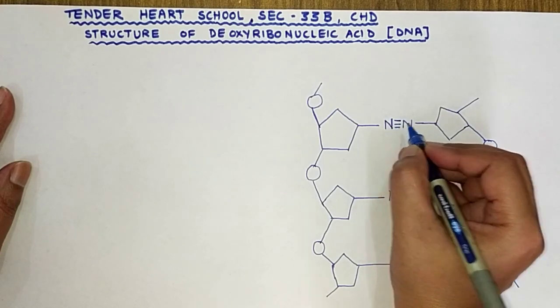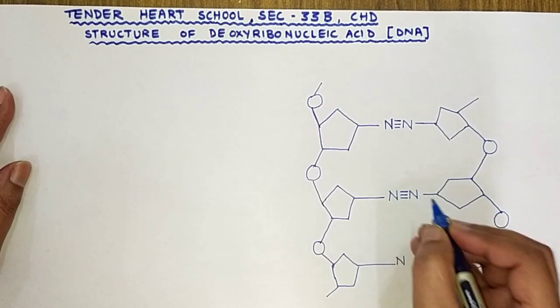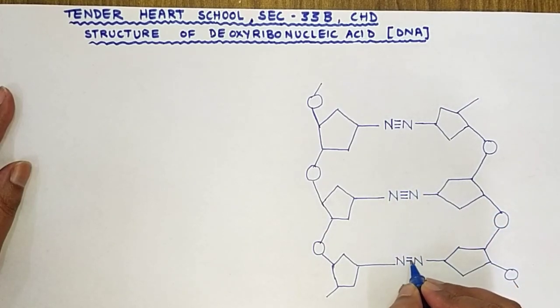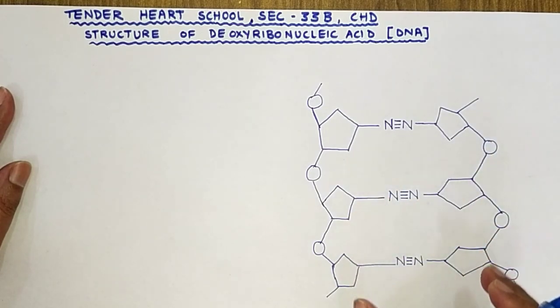Weak hydrogen bonds are present between the two nitrogen bases. You can see these are the hydrogen bonds shown. So hydrogen bonds are the weak bonds which are present between the two nitrogen bases of the two strands of the DNA, right?